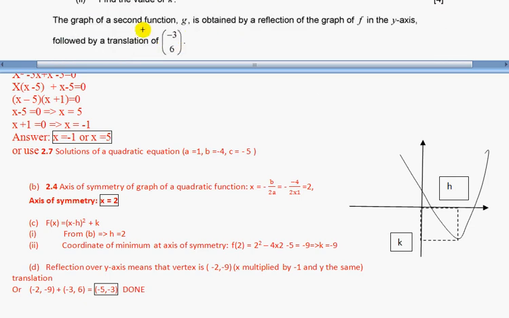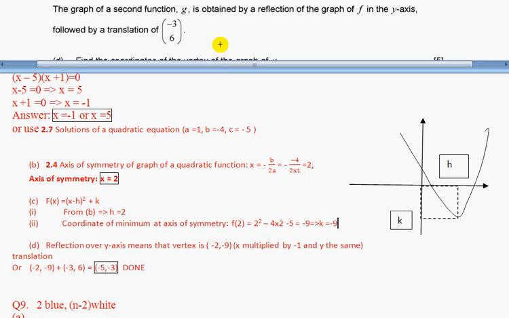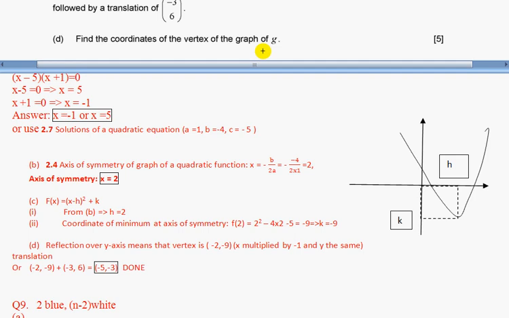The graph of the second function is obtained by a reflection of the graph in the y-axis followed by a translation. So, reflection of the graph in the y-axis, and what they want is to find the coordinates of the vertex. So what will happen to the vertex if we have reflection over the y-axis? x will be inverted, multiplied by minus 1, and y will not change. So we get the point minus 2, minus 9. So x will be minus 2, y will be minus 9.